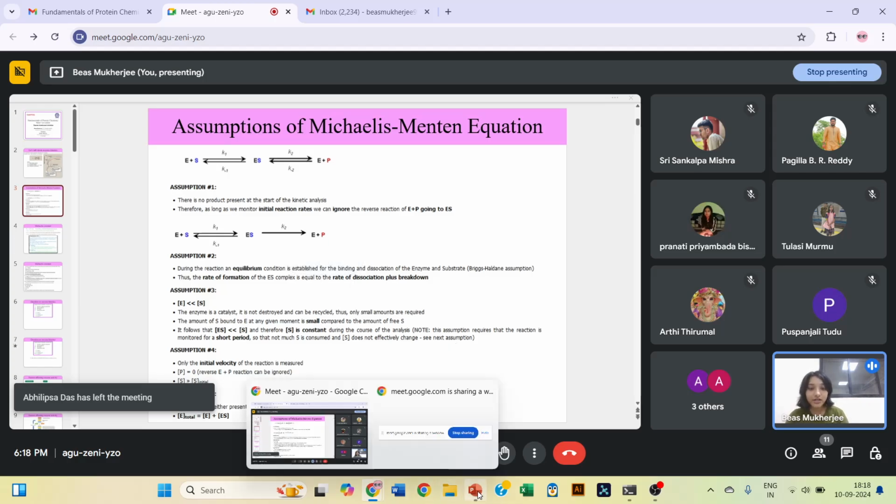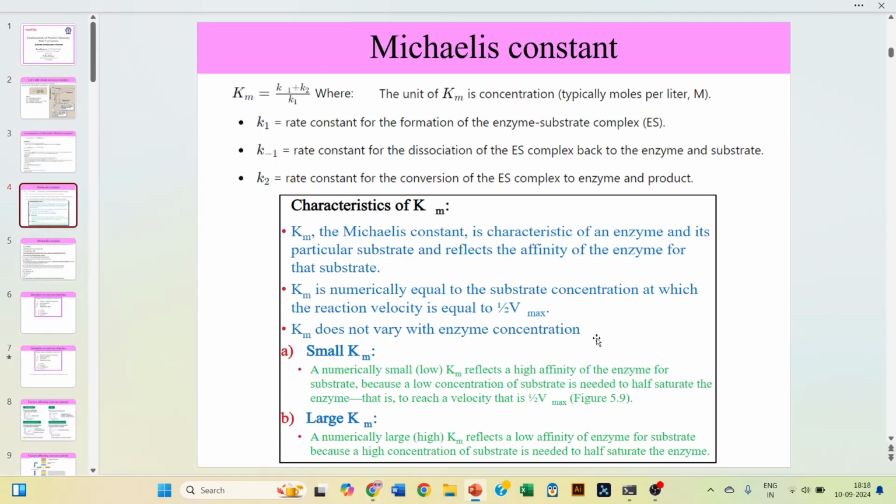Okay, now we will look at the Michaelis-Menten constant. Until now, we have talked about what the Michaelis-Menten constant is and what it tells us about a particular enzyme substrate interaction. So you know that it is K minus 1 plus K2 divided by K1, and its unit is moles. The numerator is the rate of breakdown of the ES complex, and the denominator tells you about the rate of formation of the ES complex, right?